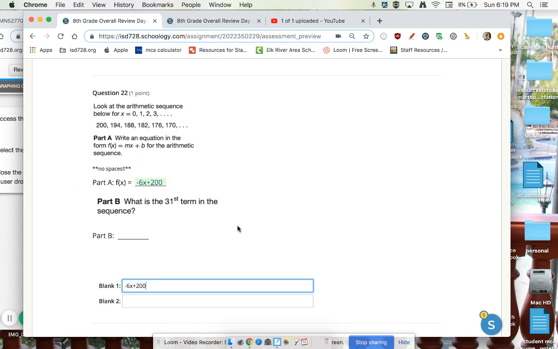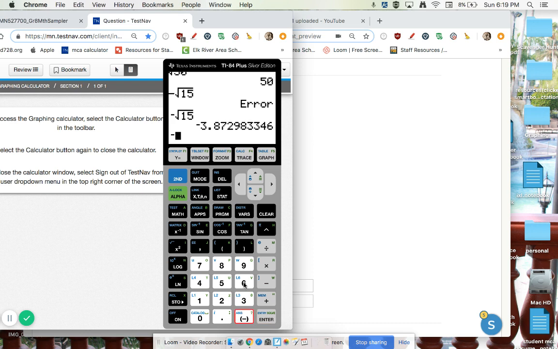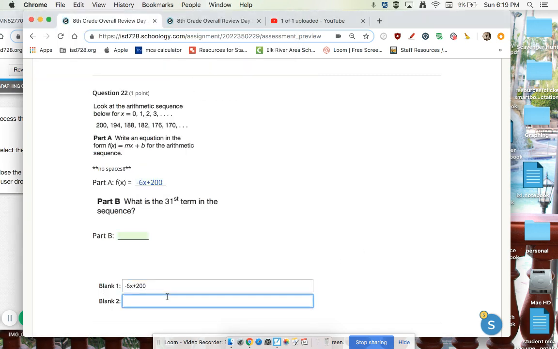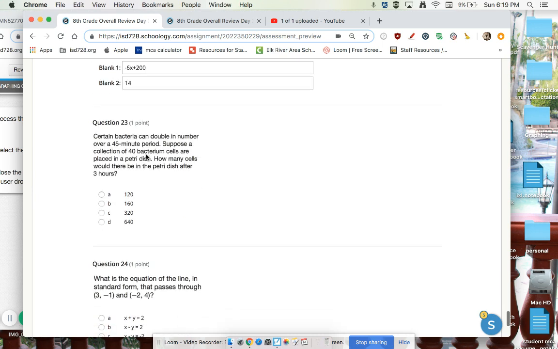And then it says, what's the 31st term? So now I have my equation. I'm going to go negative 6 times 31 plus 200, which is 14. So that one wasn't too bad. You just got to remember for this, you look for that common difference, which was negative 6. And whatever the first term is, like the y-intercept. Okay? So whatever the first term is, is the y-intercept.